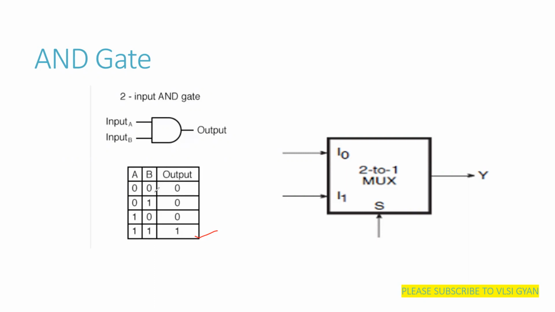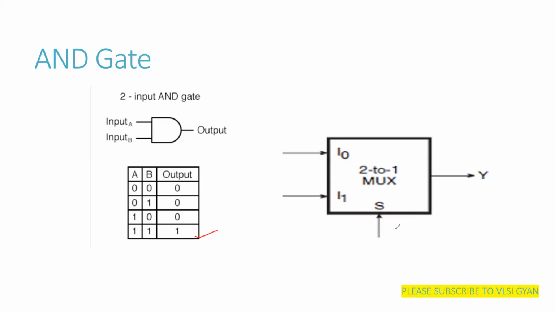A and B means both have to be 1, then only your output is 1. So you can see when A is 0, B is 0, output is 0. A is 0, B is 1, still only a single input is 1, so output is 0. A is 1, B is 0, output is 0. And 1, 1 gives 1. So this AND gate we need to implement using a MUX. There is a very simple method which you can follow.